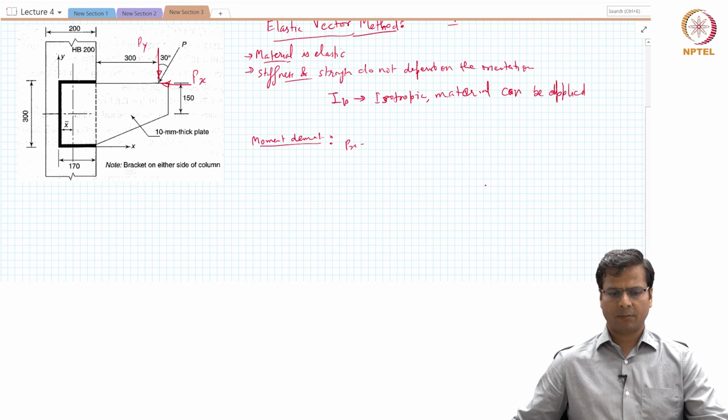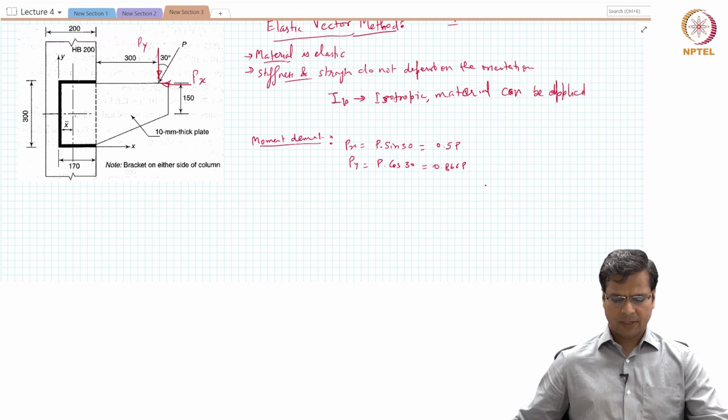So the Px component can be calculated as P multiplied by sine 30, and Py component can be calculated as P multiplied by cos 30. Both of them will be equal to, the first one will be 0.5P and this one will be equal to 0.866P. So we have calculated the two components. Now we can calculate the eccentricity in each direction.